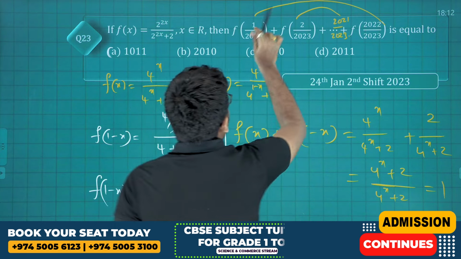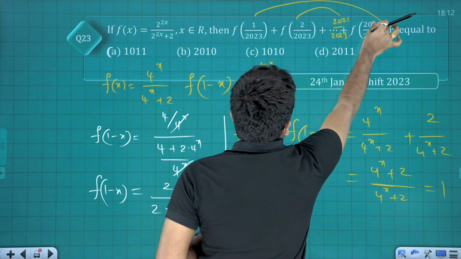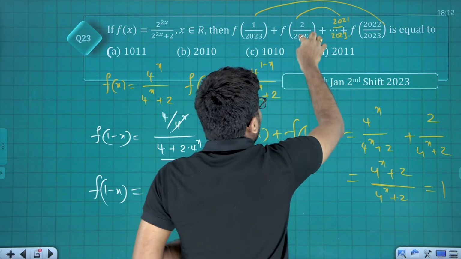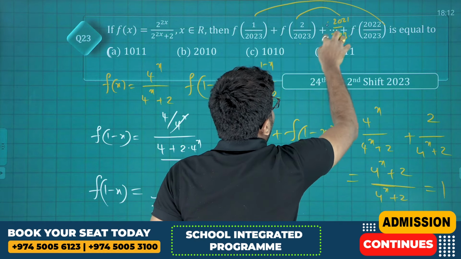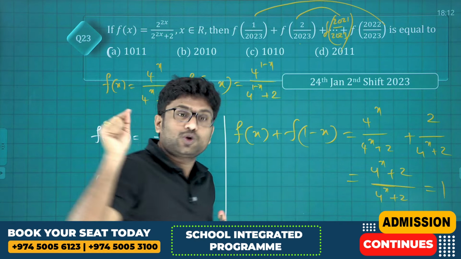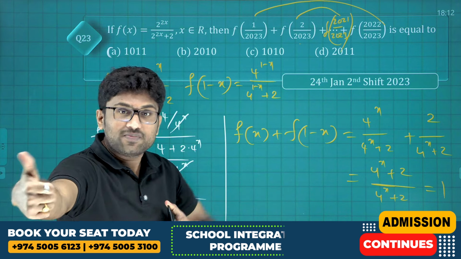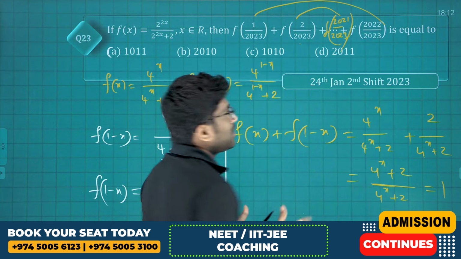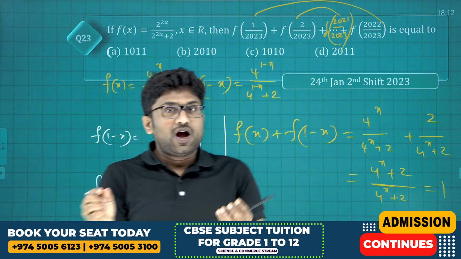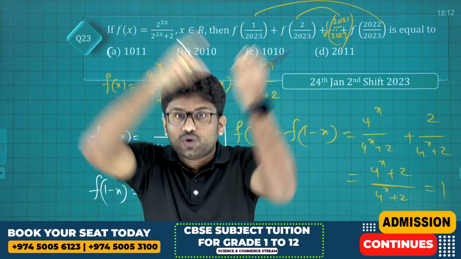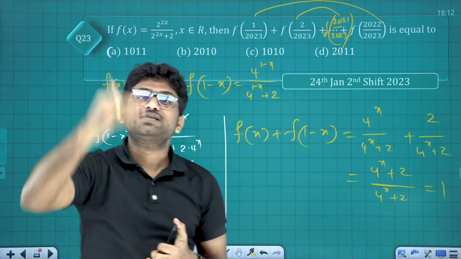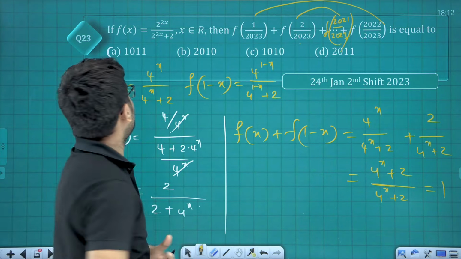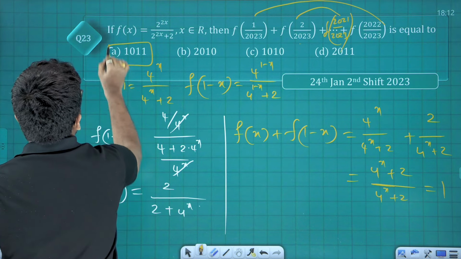So see, f of 1/2023 plus f of 2022/2023 will be 1, plus f of 2/2023 plus f of 2021/2023 is again 1. So how many total expressions will you get for each? 2022. Of those, for each sum of two extremes, you are getting 1. That means half of the value you will get. So 2022 divided by 2, which is 1011, is our answer.